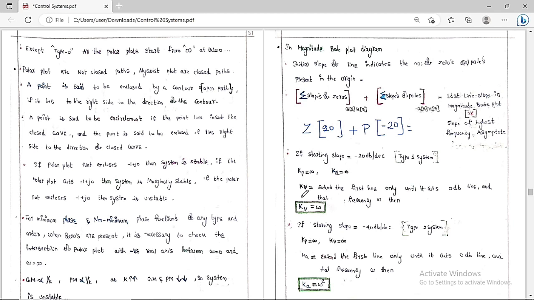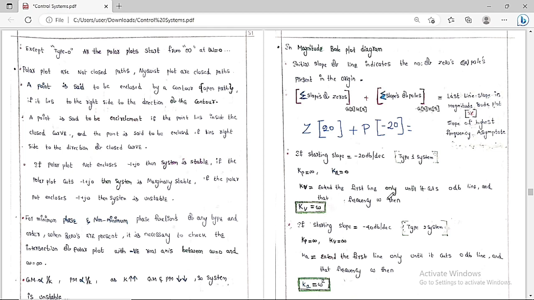Then what is Kv? Kv is obtained by extending the first line until it cuts the 0 dB line, and at that frequency omega, Kv is equal to omega. Basically, extend the starting line of slope minus 20 decibels per decade until that line cuts the 0 dB line. At this 0 dB, figure out what the omega is. That omega is nothing but Kv.